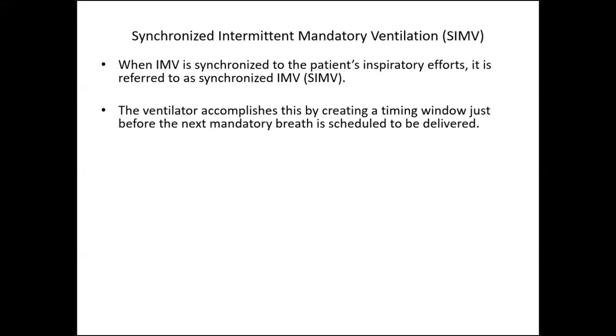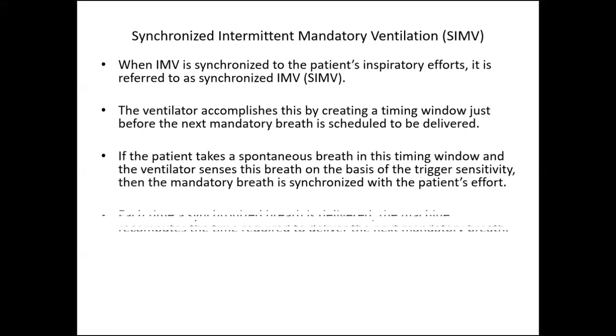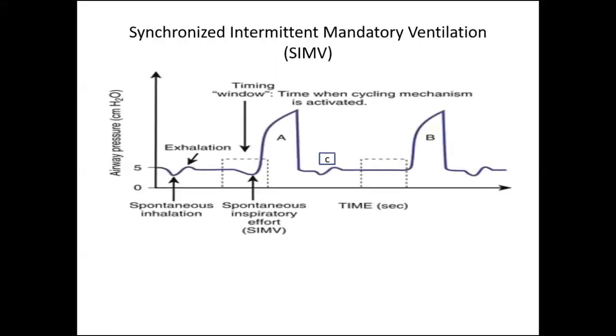How does the ventilator do it? The ventilator will create a timing window. Say I set a rate of 30. What is the breath cycle when I set a rate of 30? 2 seconds, 1 breath. I set an I:E ratio of 1:2. So what is the inspiratory time? 0.66. So the ventilator will take a time of around 0.2 seconds and it will create a synchronization window.